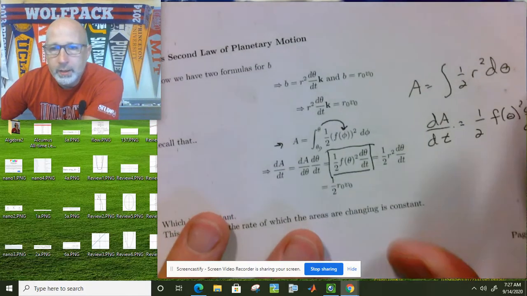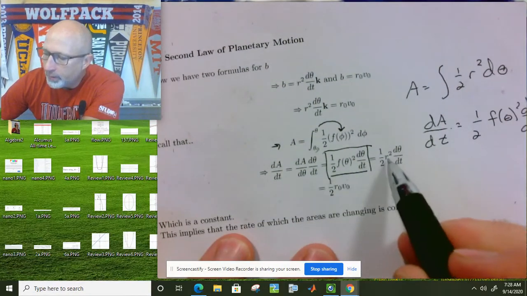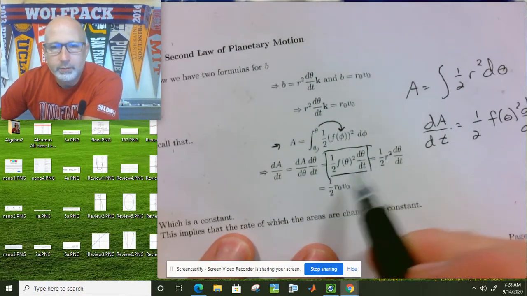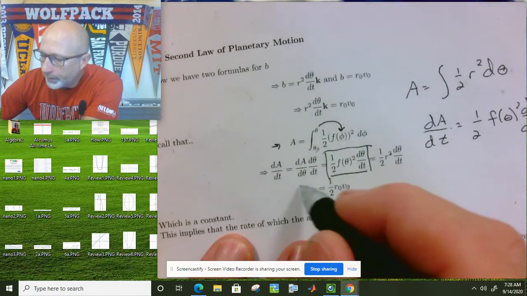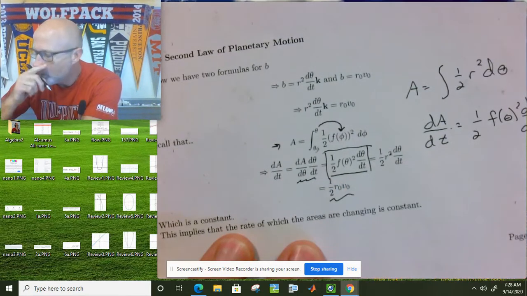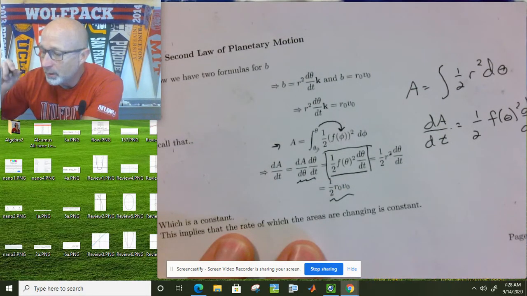And then all I did is instead of f of theta, I plugged in r squared, because r is the same thing as f in terms of this problem. Okay, now don't worry about the rest of it though, like this portion and this portion right now. Don't worry about that. We'll get to that explanation in a minute.